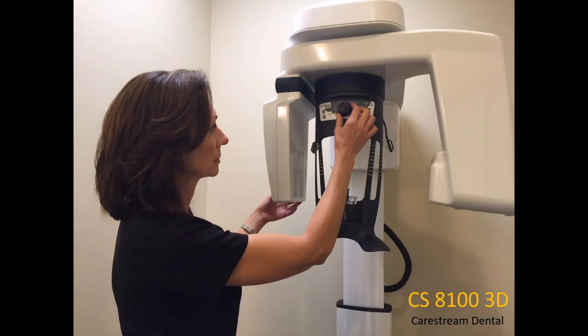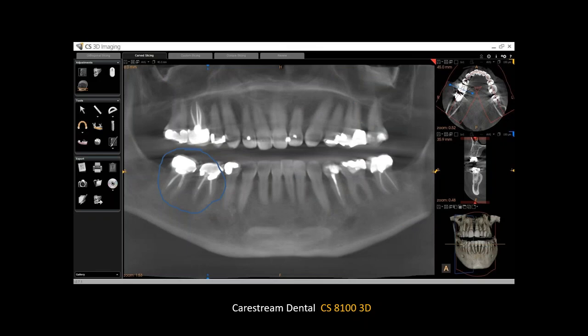So we all know that a 2D X-ray is not going to be enough to identify which tooth needs to be extracted, if the tooth has a vertical fracture, or to be able to see it three-dimensionally. So within my practice, we have the CS8100 3D from Carestream Dental. And not only can we get 2D images from this, but we can also get 3D.